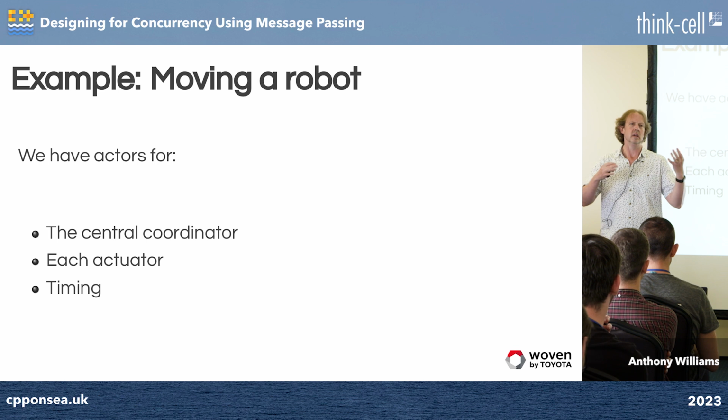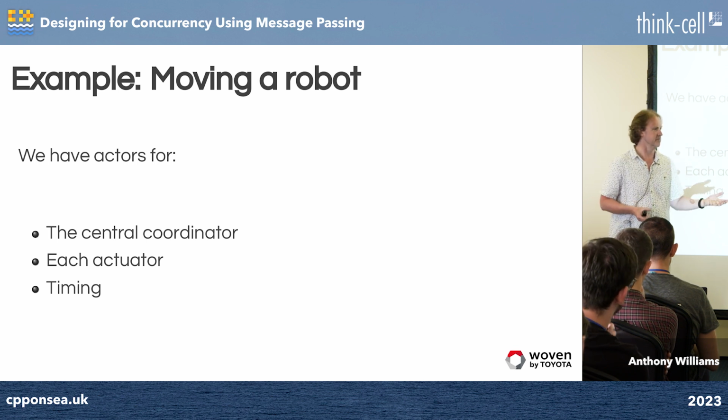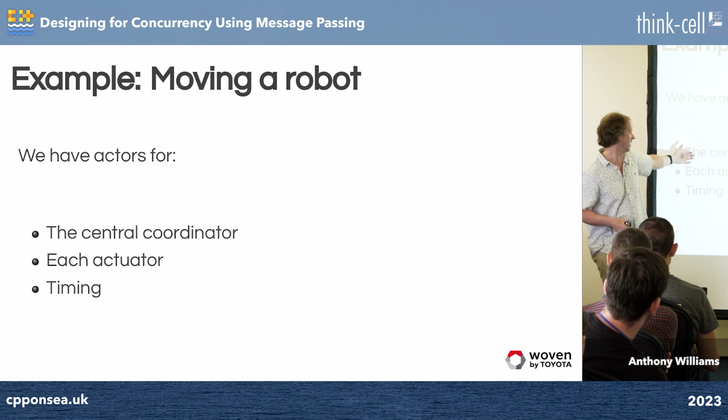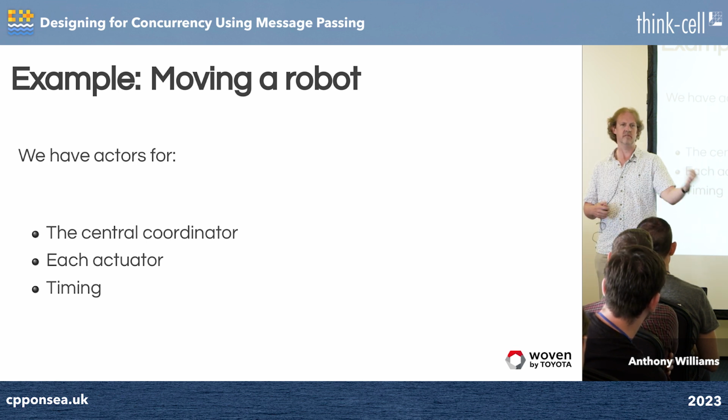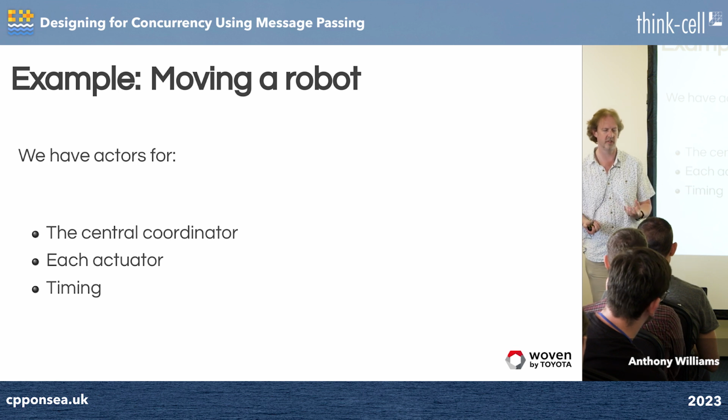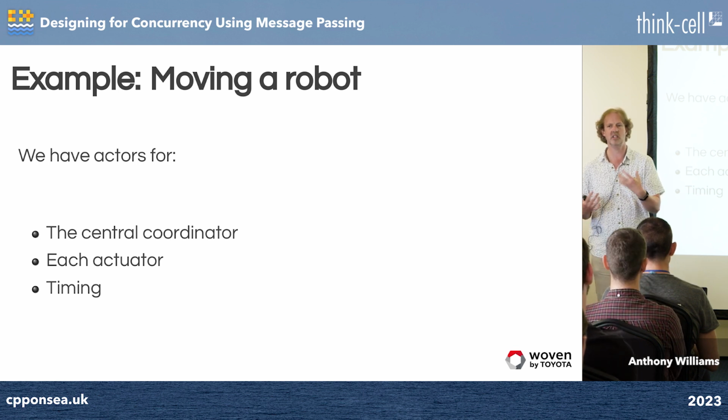So in our system, we're going to have multiple microservices. We're going to have the central coordinator. Then we're going to have a controller for each of the actuators that control the motors for the robot. And then we're going to have another one for doing timing.